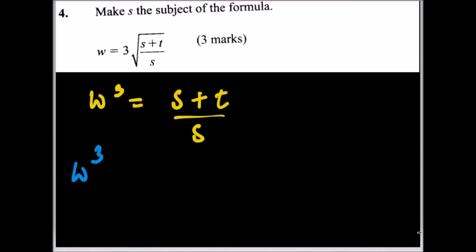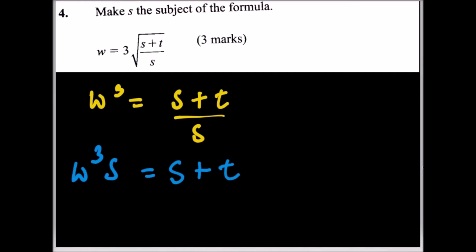Question number 4, we are told to make S the subject of the formula. So W is equal to the cube root of S plus T over S. You get 3 marks. So you cube both sides. So we have W cubed is equal to S plus T all divided by S. Once you do that, then you can multiply both sides by S. So we have W cubed S is equal to S plus T.